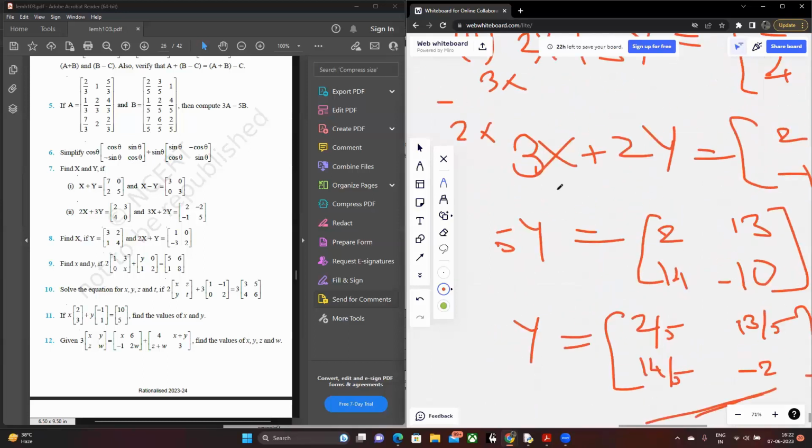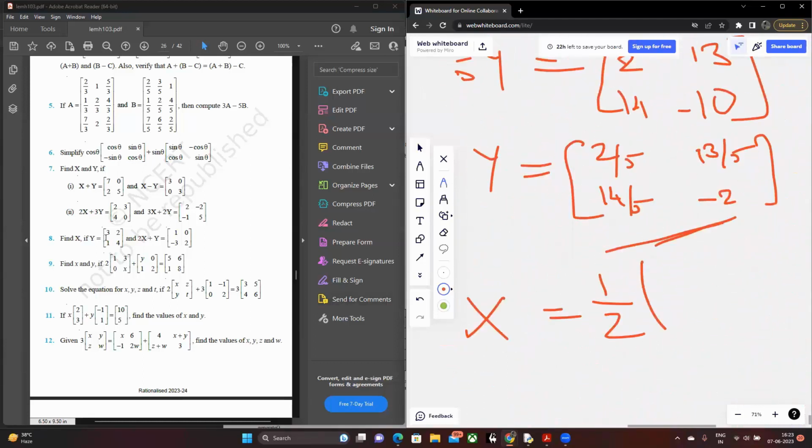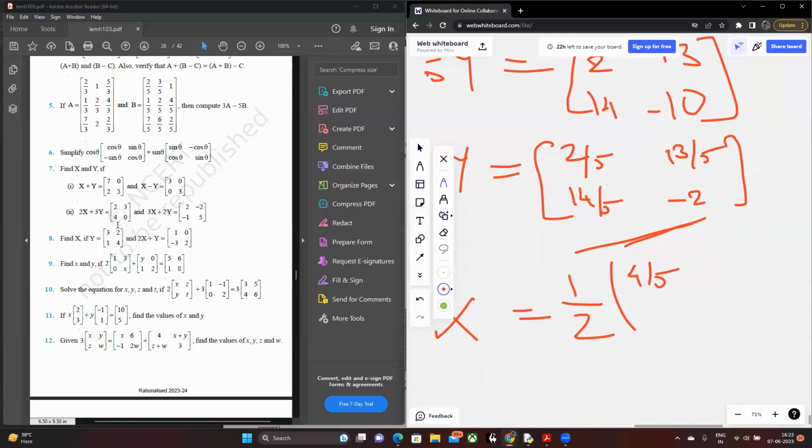Thus, x is going to be equal to half of this matrix, that is 2, 3, 4, 0, minus 3 times y, right? That is going to be 2 minus 6 by 5, that is 4 by 5. This is going to be 3 minus 39 by 5, that is going to be minus 24 by 5.